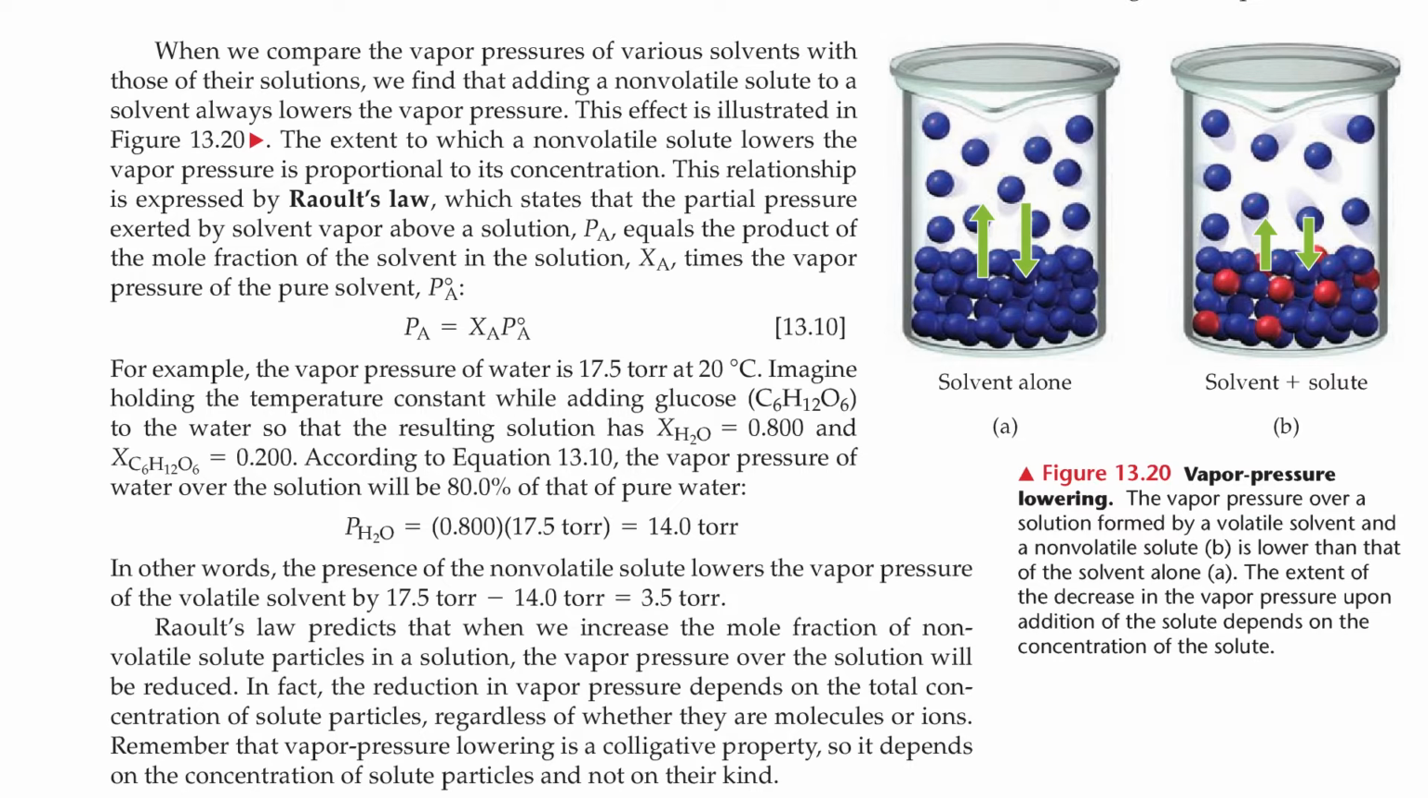Figure 13.20, vapor pressure lowering. The vapor pressure over a solution formed by a volatile solvent and a non-volatile solute is lower than that of the solvent alone. The extent of the decrease of the vapor pressure upon the addition of the solute depends on the concentration of the solute.